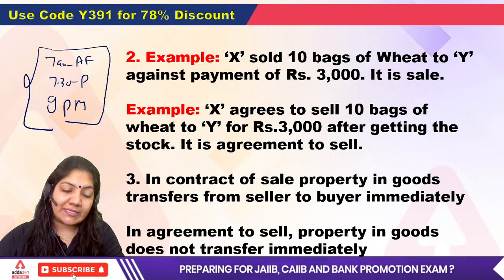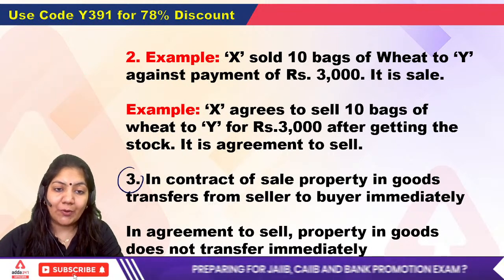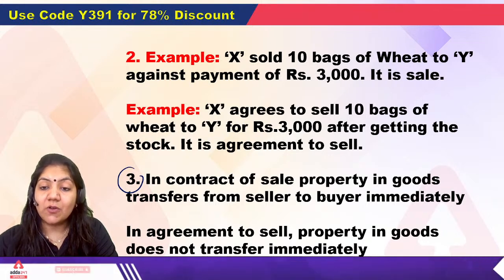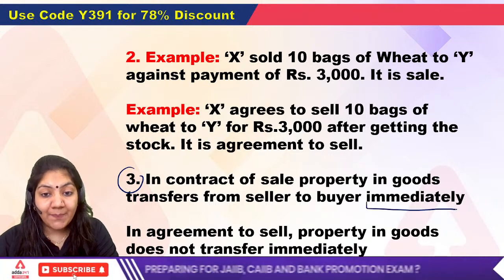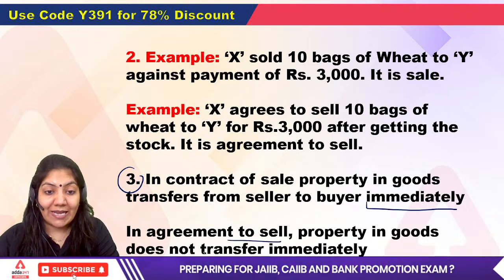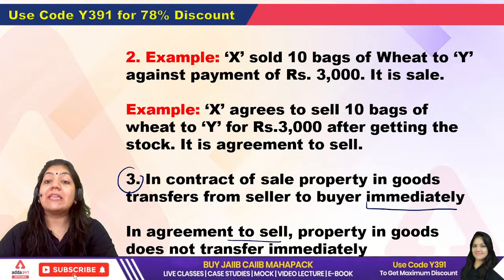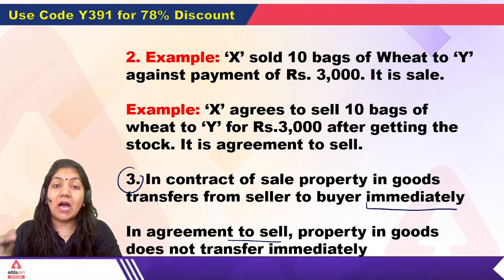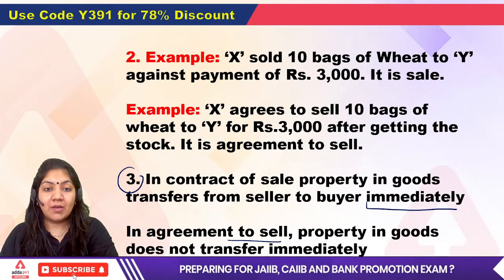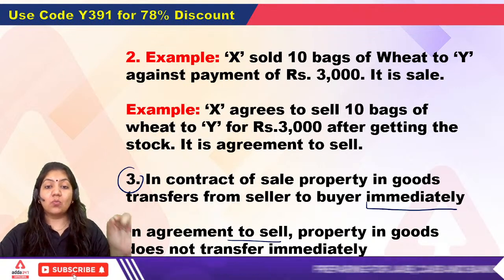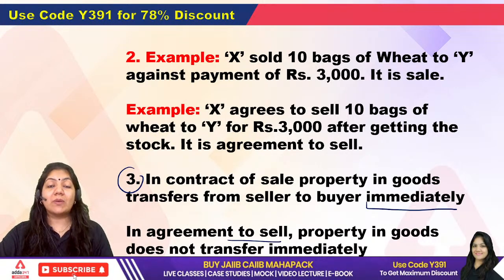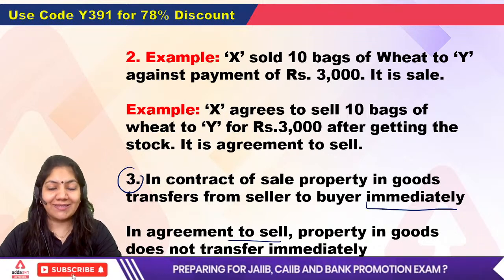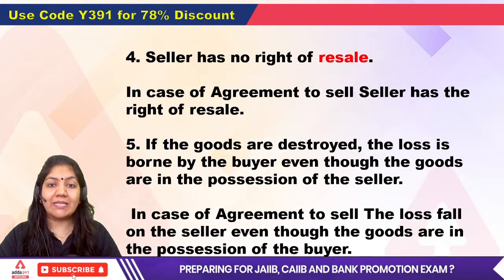Okay, now let's talk about the third point. In the contract of sale, the property is transferred from seller to buyer immediately, and in the agreement to sale, the property is not transferred. From these points, a half-marks question can come. You have to remember what exactly sale and agreement are. And class, if you learn the concept now, then examples are nothing. Examples are nothing.